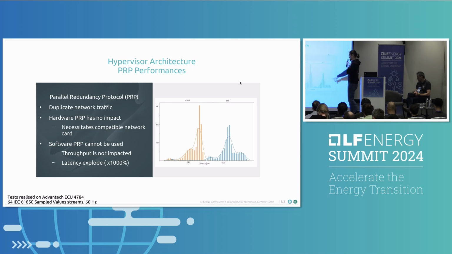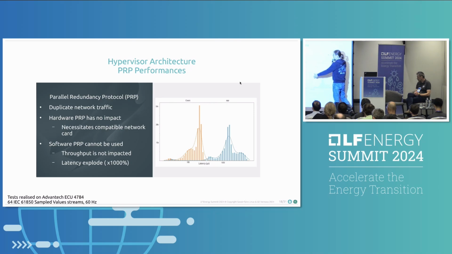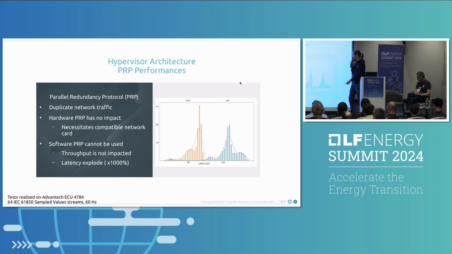But in terms of latency, it is really bad. Here we did two tests, with classic sending, or hardware PRP, which is the same. And here with PRP enabled, we can see we have 10 times the latency in reception. So we cannot use software PRP in SEAPATH. That's not possible for real-time virtual machines.